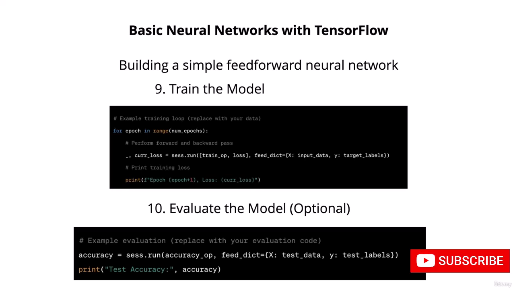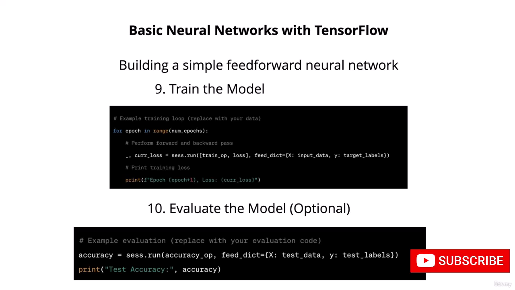Step number 9 is train the model. Run the training loop to optimize the model parameters using the specified optimization algorithm and loss function. Here is an example training loop to replace with your data. For epoch in range(num_epochs), perform forward and backward pass. You can do that by saying current_loss equal to session.run train_op, loss, comma feed_dict equal to X input data and Y target labels. Print the training loss by saying print epoch plus 1 and loss equal to current_loss.